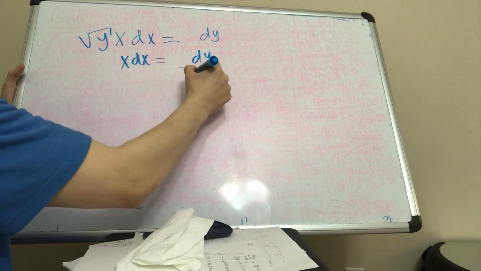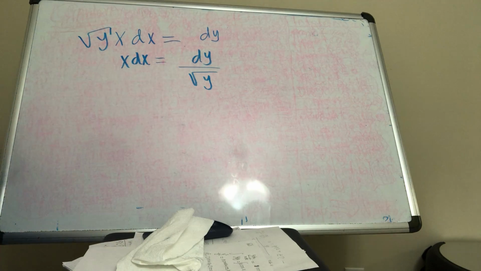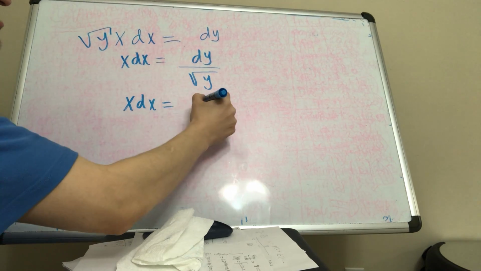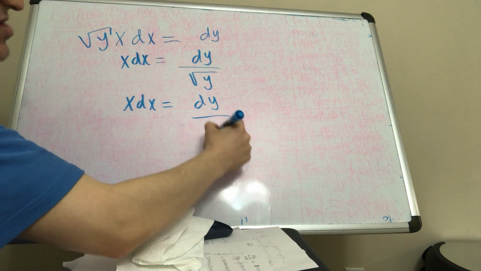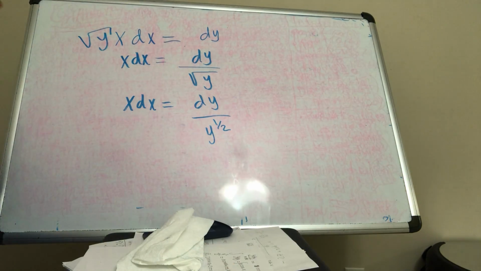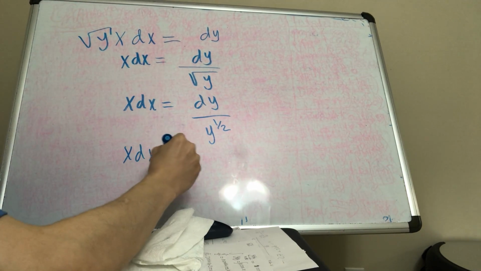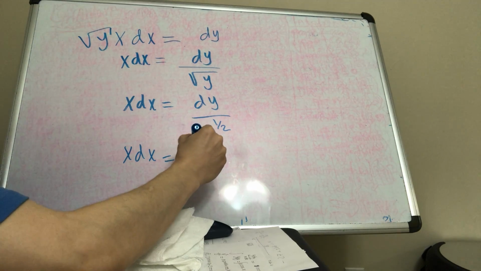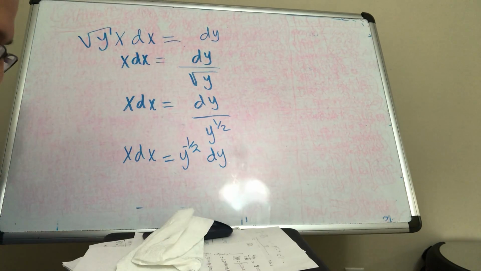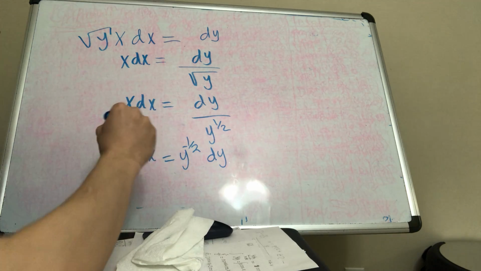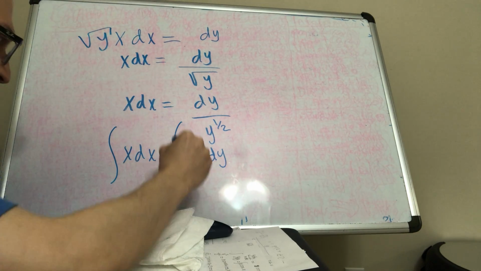The root y you bring down. And you know, root y would be y to the exponent half. Okay, you can bring it up. It would be y to the minus half dy. So once you get it to this point, you can integrate both sides of the equation. So you can integrate this, you can integrate this.